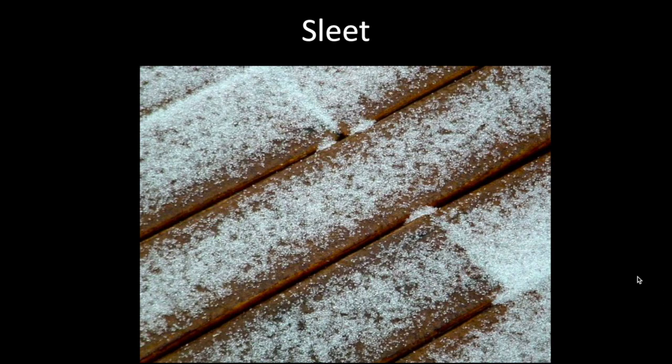Now, sleet is one that people don't understand very well. Of all the types, a lot of people think sleet is like slush or sloppy ice. No, what sleet is, is tiny little ice crystals. A lot of people will see sleet and they'll go, oh, it's hail. That's not hail. It's sleet.